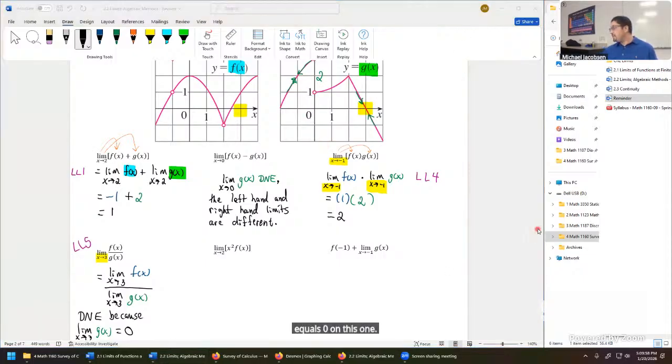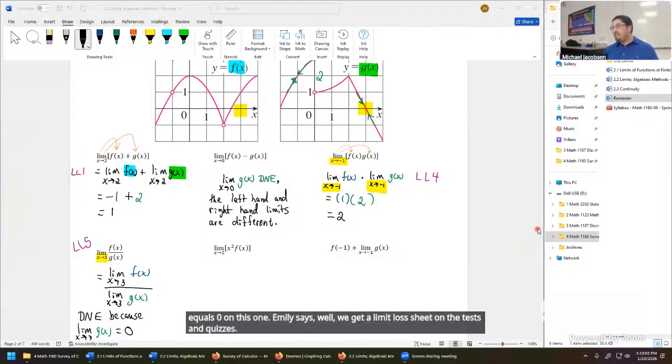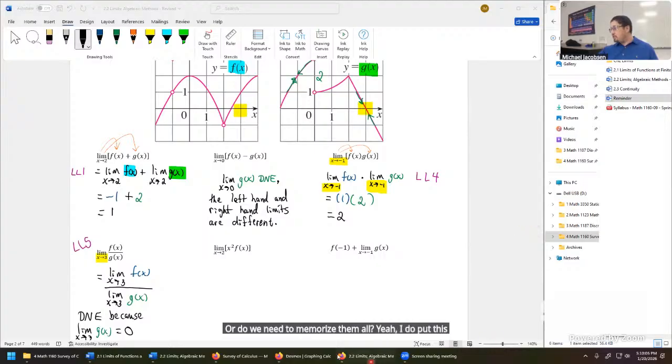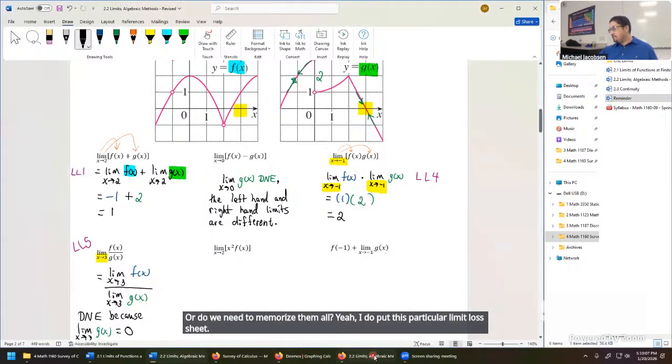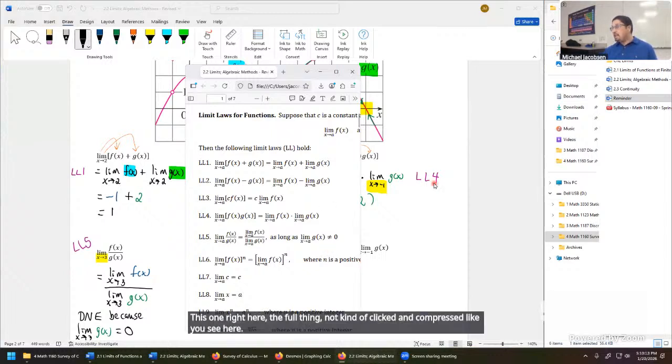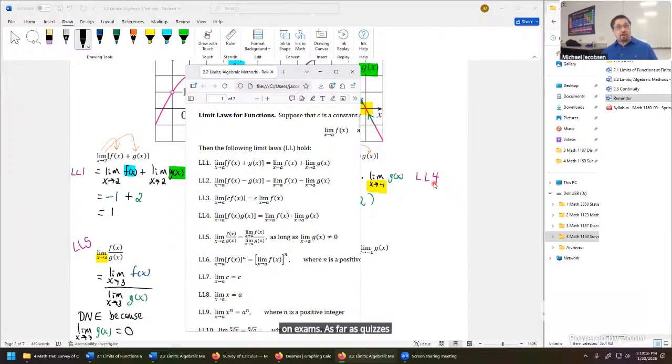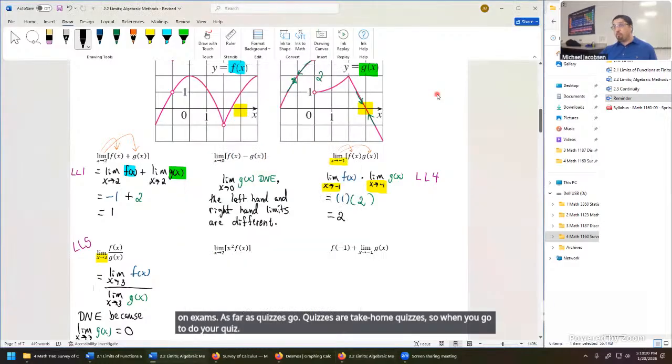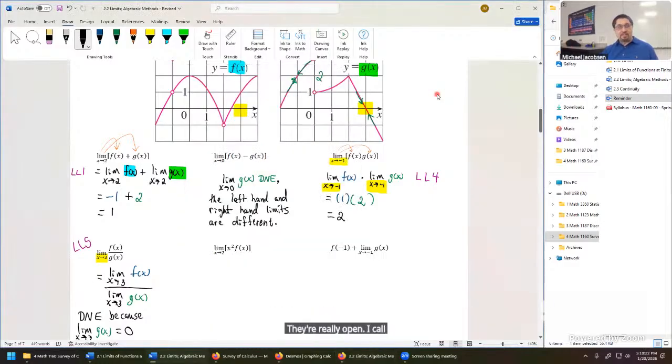Emily says, will we get a limit law sheet on the tests and quizzes, or do we need to memorize them all? Yeah, I do put this particular limit law sheet, this one right here, the full thing, not kind of clipped and compressed like you see here, on exams. As far as quizzes go, quizzes are take-home quizzes. So when you go to do your quiz, they're really open. I call them quizzes so that they don't sound the same as website homework.